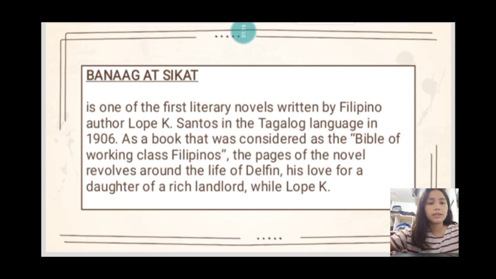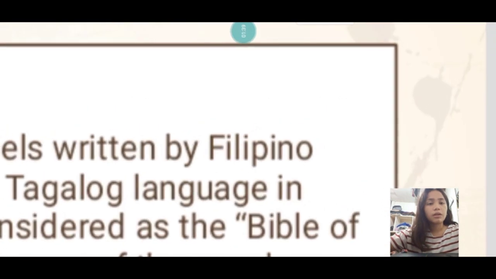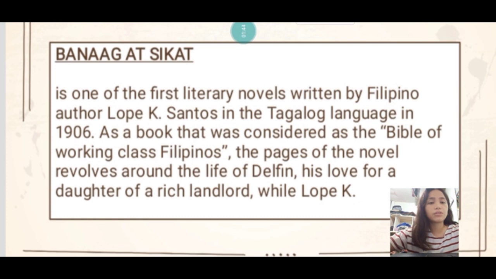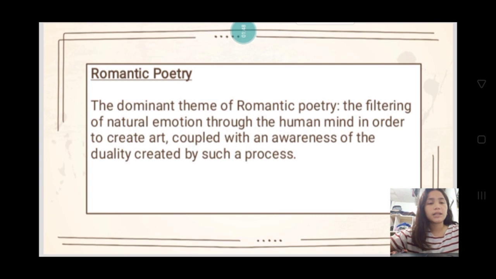So the example of it is Banaag at Sikat. It is one of the first literary novels written by Filipino author Lope K. Santos in the Tagalog language in 1906, a book that was considered the Bible of the working class Filipino. The pages of the novel revolve around the life of Delfin, his love for the daughter of a rich landlord. So that is the Tagalog novel.